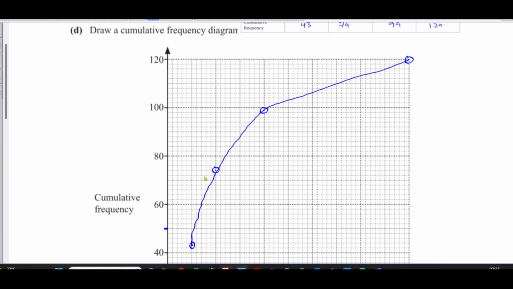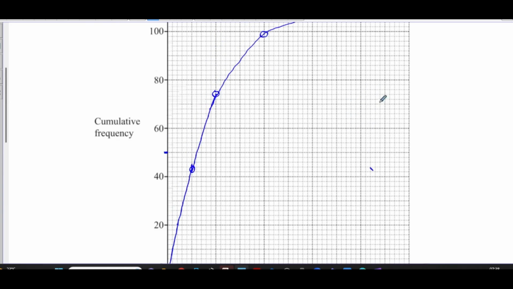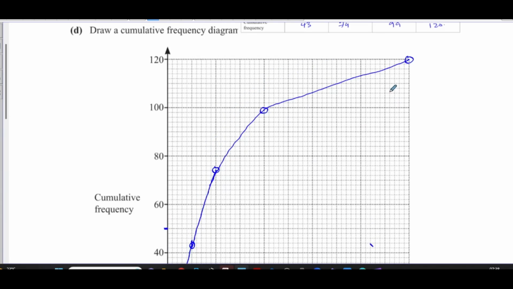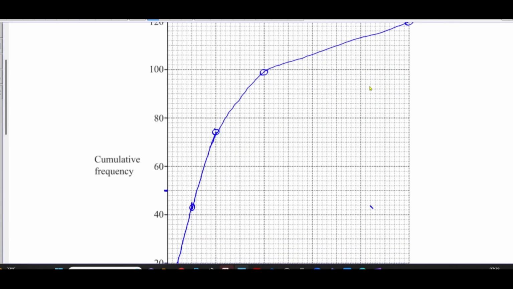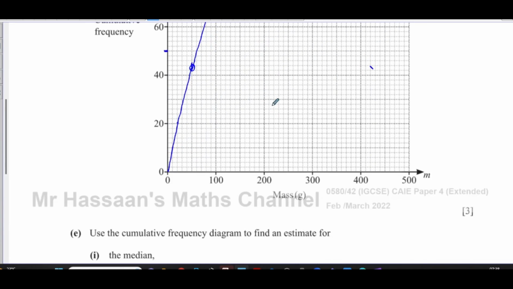Oops, a bit wonky there. Now, you could leave it like that. I'll just try and make that a bit better. Okay. And because it starts from 0, you could go back down to 0. That's fine. So now that is your cumulative frequency diagram, where we've gone through the points that we plotted. Try to go through them as accurately as possible.